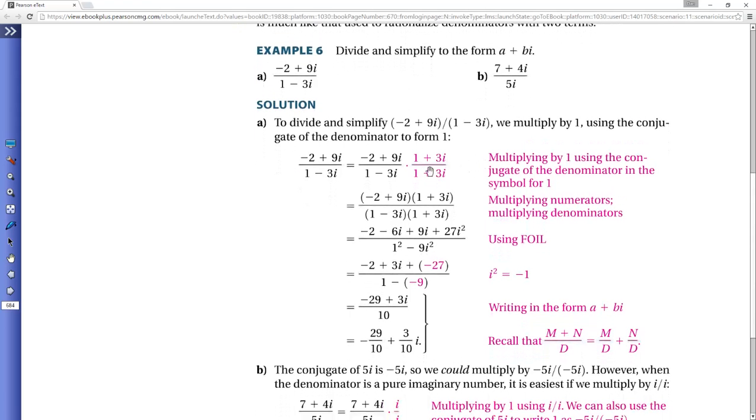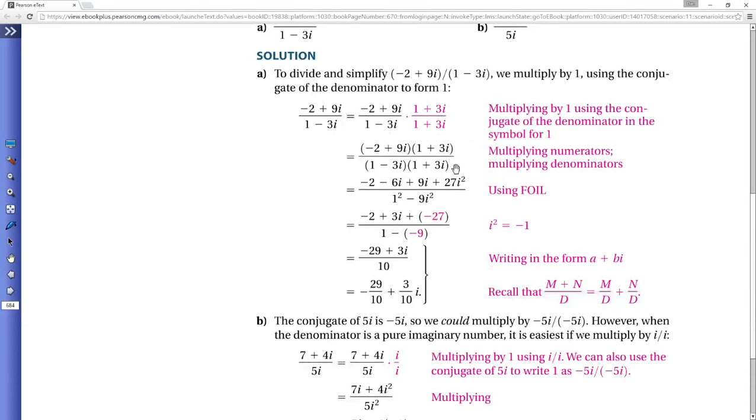And I can do that, right? I can multiply any fraction by 1 and it never changes the value. The denominator is 1 minus 3i, and its conjugate, or its partner in this difference of squares kind of multiplication, is 1 plus 3i. The only number I can multiply by and not change the value of this original fraction has to be 1. So I put it over itself, and that's 1.